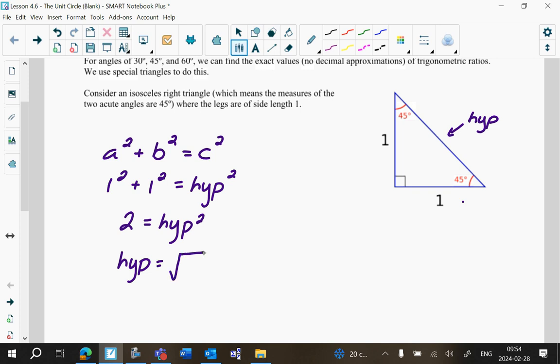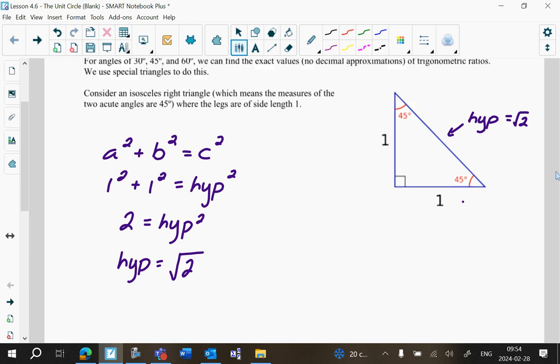And don't use a calculator. We want exact values. We've been working with those this year. So that means if I have a right triangle that has 45, 45, and 90-degree angles in it, and I call the legs 1, the hypotenuse must be the square root of 2.